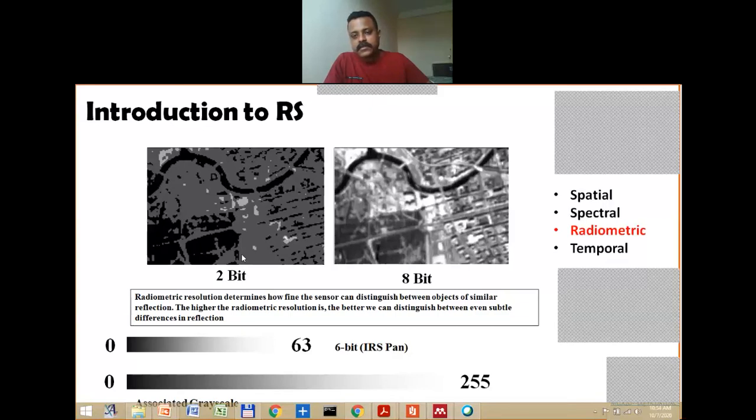If you are into computer science a little bit, 2-bit information means 2 to the power 2. 8-bit means 2 to the power 8. So if it is an 8-bit scale, 2 to the power 8 is 256. That means you have got 255 different levels or different houses where you can store this information.